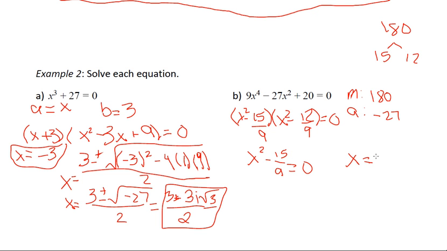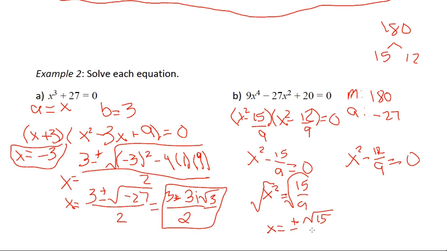And x equals, oh no, x squared minus 12 over 9 equals 0. Okay, so we can solve. X squared equals 15 over 9, which is positive, thankfully. And we would take the square root of both sides and get that x equals plus or minus. The square root of 15 is not reducible, so we just leave the square root of 15 and we put it over the square root of 9, which is 3.